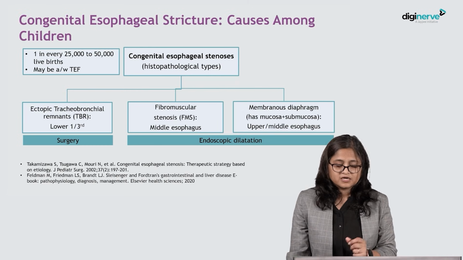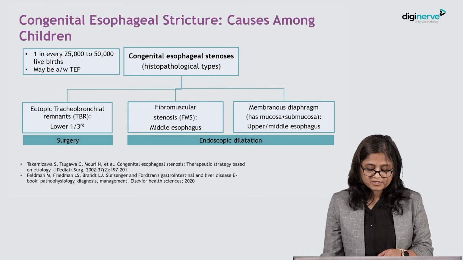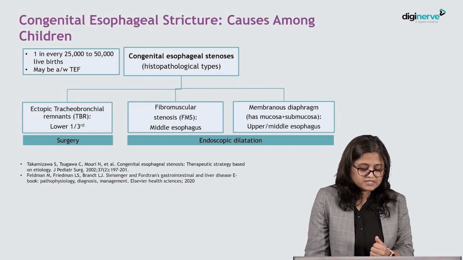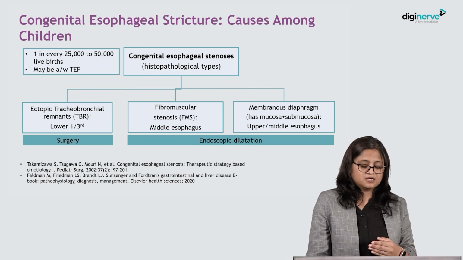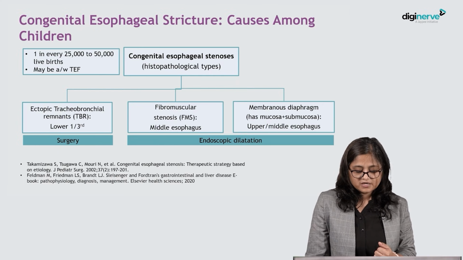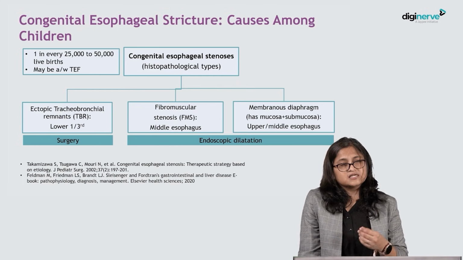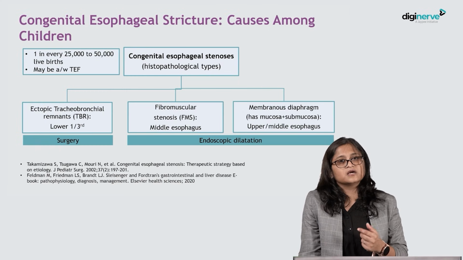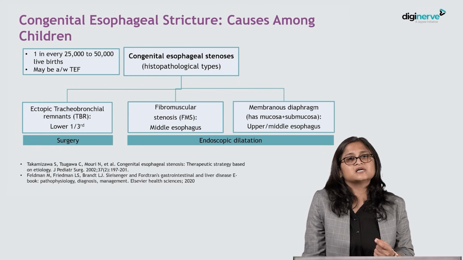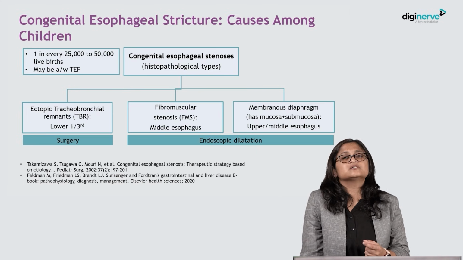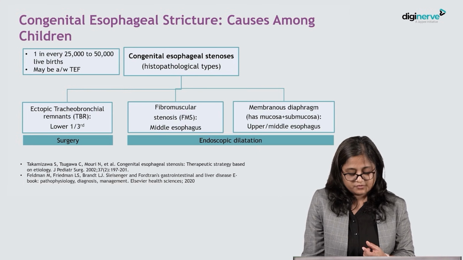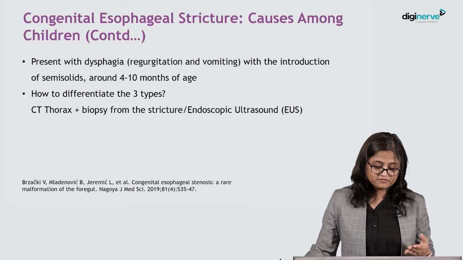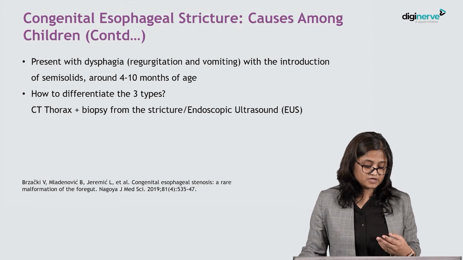On the other hand, the other 2 types are the fibromuscular stenosis and the membranous diaphragm. Fibromuscular stenosis usually is seen in the middle part of esophagus, and membranous diaphragm is seen in the upper and middle part of esophagus. This membranous diaphragm consists of only the mucosa and submucosa. So it is very much amenable to endoscopy. So what is the age of presentation? That is seen in infancy, around 4 to 10 months of age.